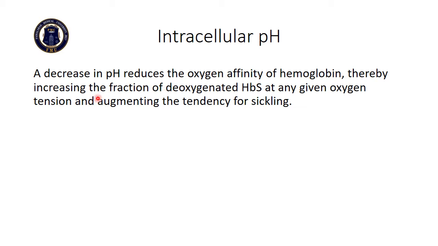Intracellular pH. A decrease in the pH reduces the oxygen affinity of the hemoglobin, thereby increasing the fraction of deoxygenated hemoglobin S at any given oxygen tension and augmenting the tendency of sickling. The intracellular pH usually falls in conditions of intracellular infections. The pathogens consume oxygen and carbon dioxide accumulates in the cell. This carbon dioxide has an acidic tendency and it will reduce the pH.